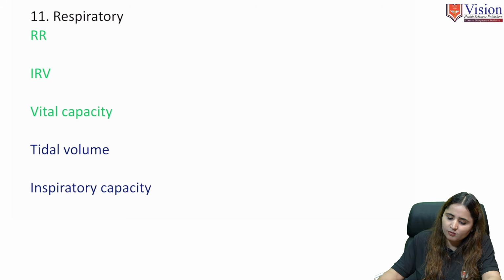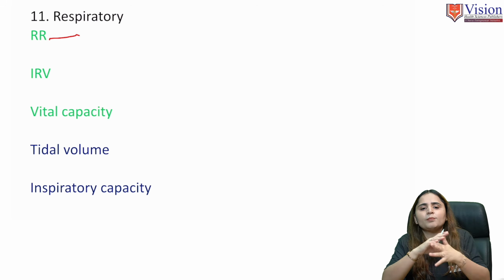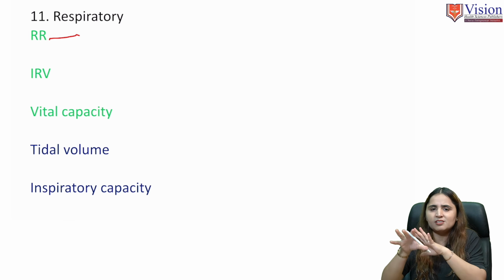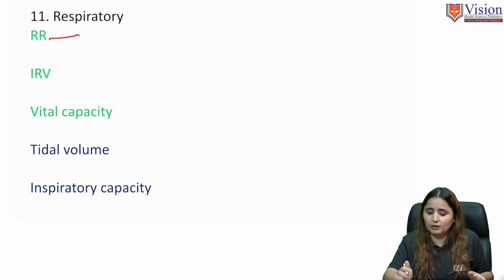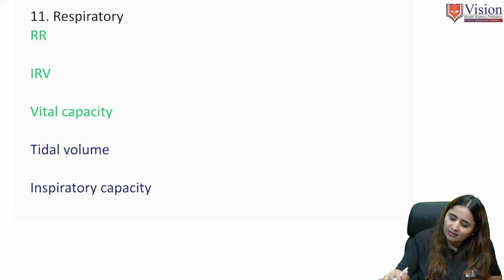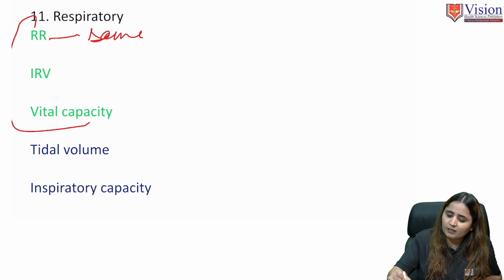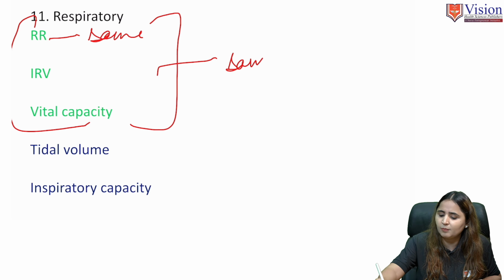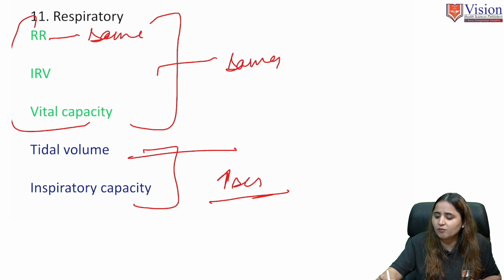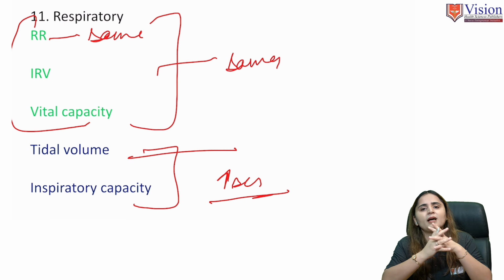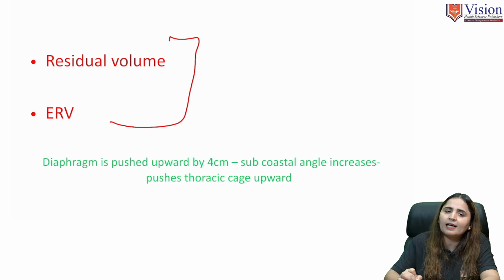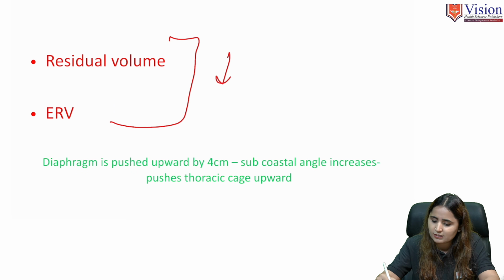Then another, the respiratory system. We have never seen a pregnant mother talking as if she is short of breath, like hyperventilation, nothing like that. Even though all the other changes have happened, the respiratory rate remains the same. In fact, the inspiratory reserve volume and the vital capacity remain the same in pregnancy, whereas the tidal volume and the inspiratory capacity increase because of stimulation of the respiratory center by estrogen. So these two values will increase, the others will remain the same. Residual volume and expiratory reserve volume will decrease.